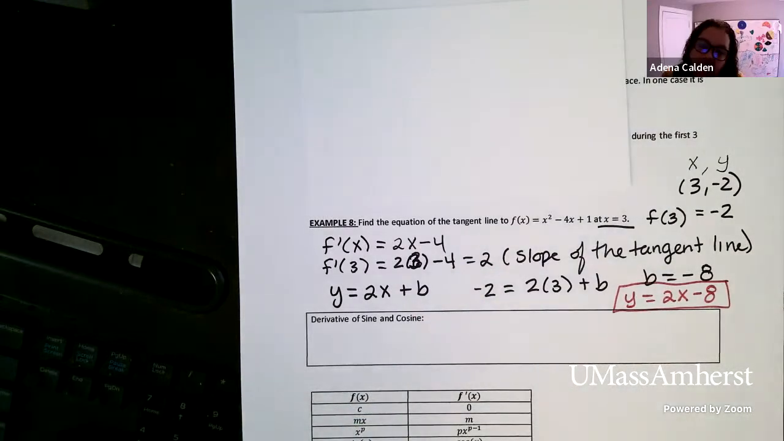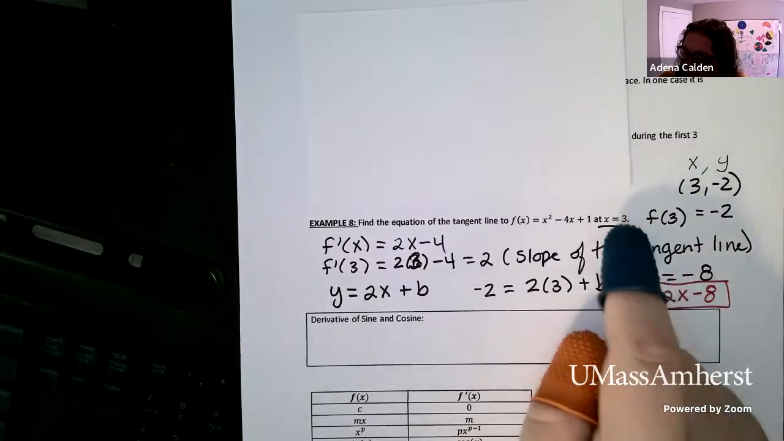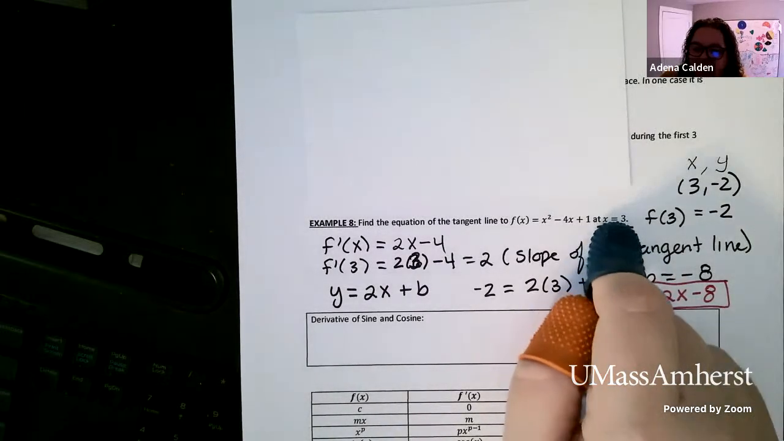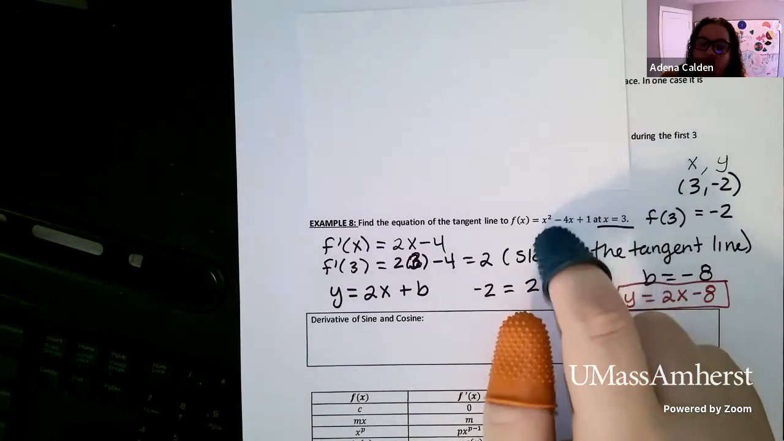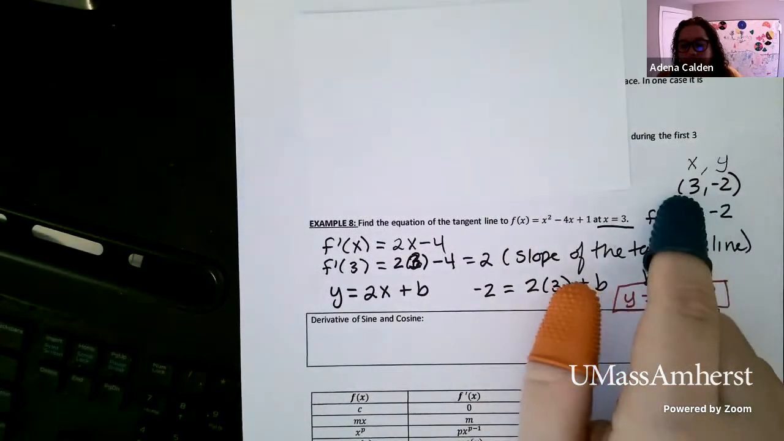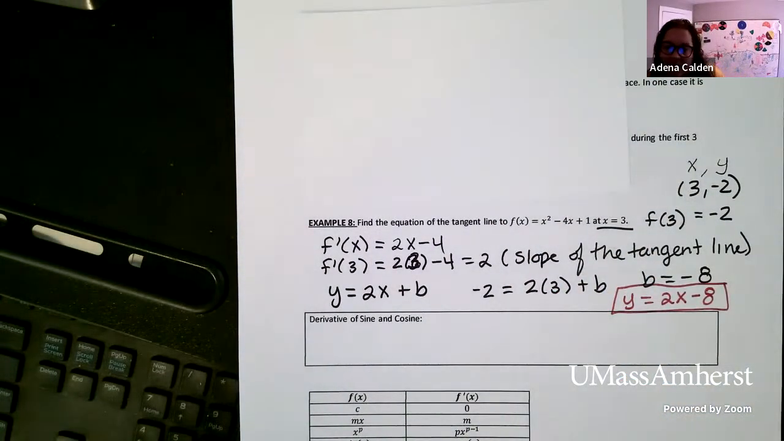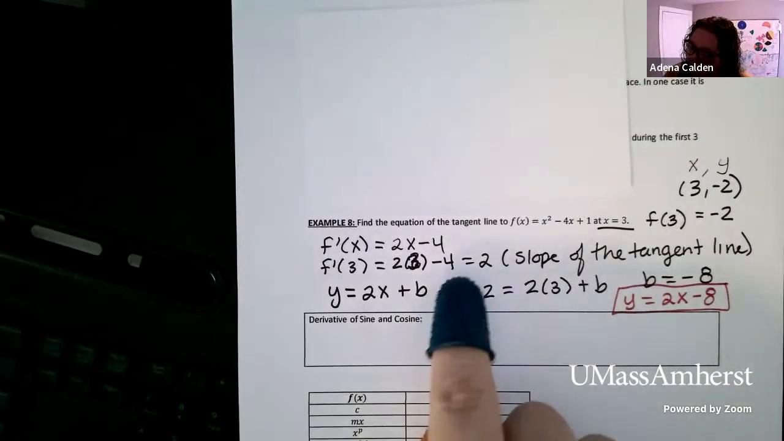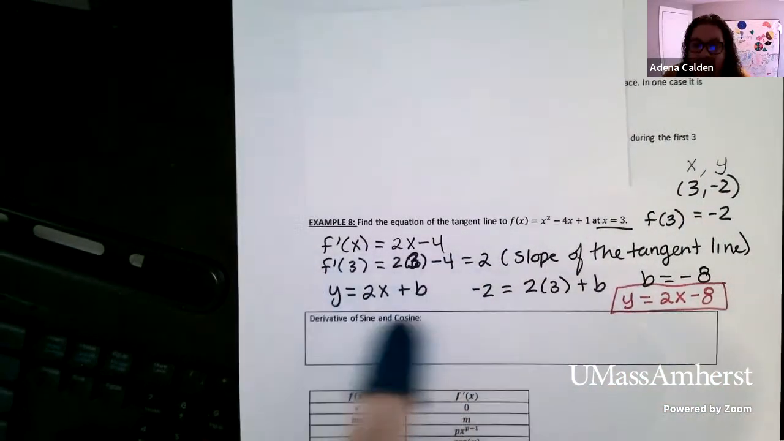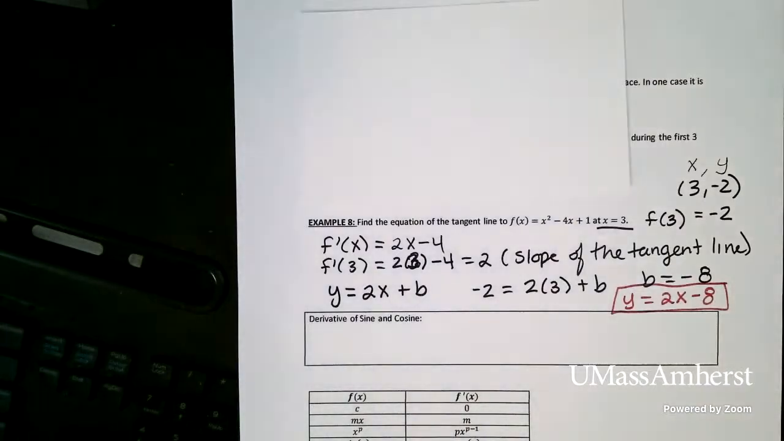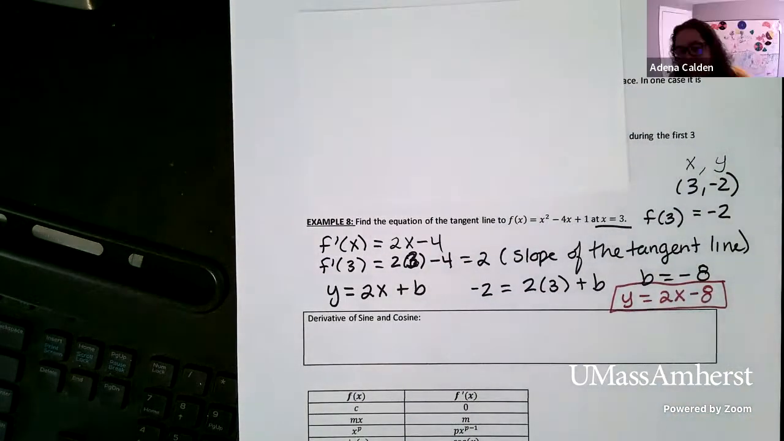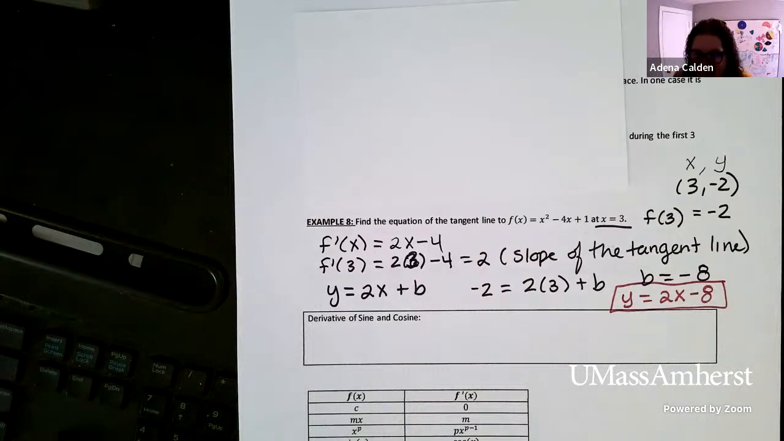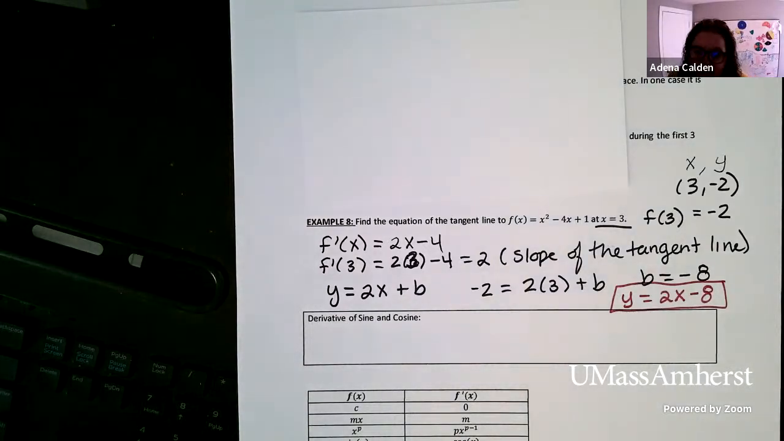We also need a point on our line, which we get by plugging the evaluative number into the original function, because that is the point where the tangent line touches. So it's a shared point. Once we have the slope and the point, we put it together, we get y equals mx plus b, and we are able to get the equation of the tangent line. Okay, so that's something that we'll be practicing a lot in chapter 3.